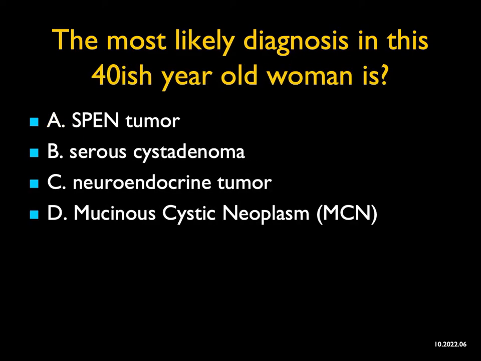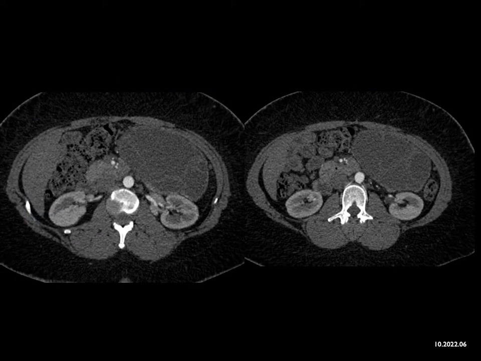The most likely diagnosis in this 40-ish-year-old woman is, well, we see a large complex cystic lesion which by the choices arises from the pancreas. There's septations present. What could this be? Now, first of all, if you go by age, typically we say SPEN is in women in their teens and 20s. Serous cystadenoma, women about 70. Neuroendocrine tumor can be any age, more common in the 50s. MCN, classic age, is in the 40s.